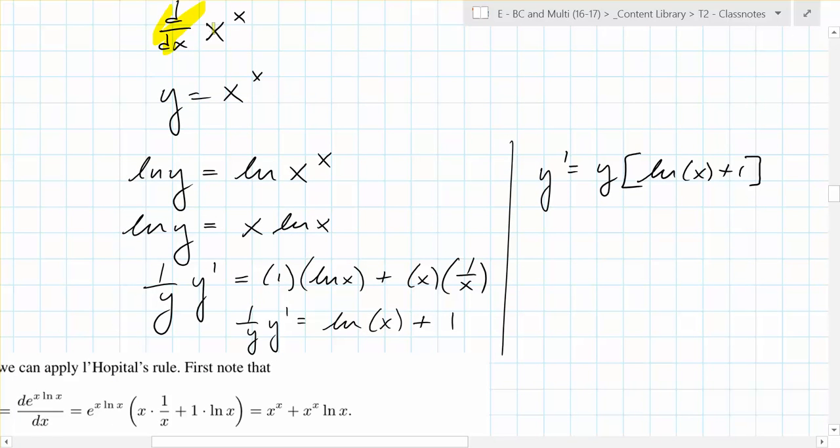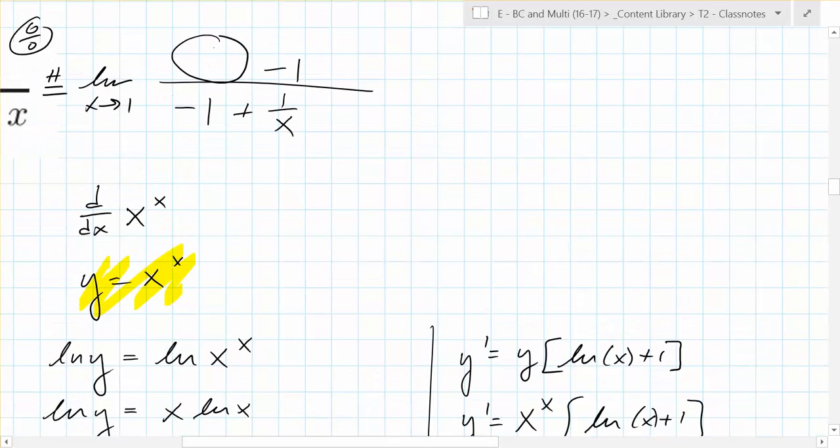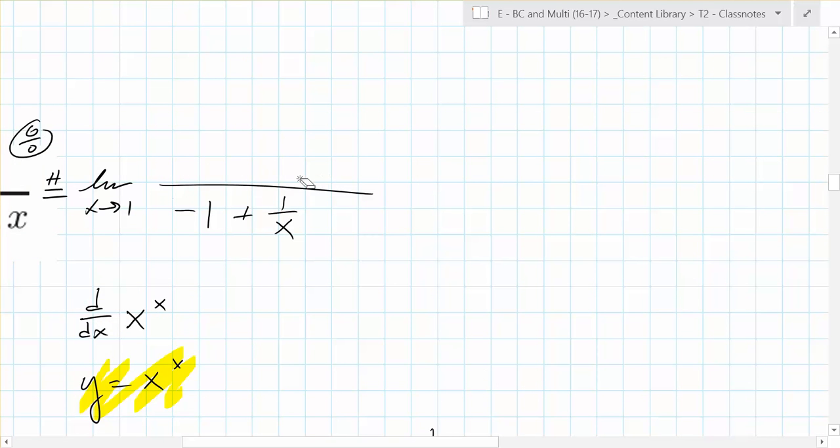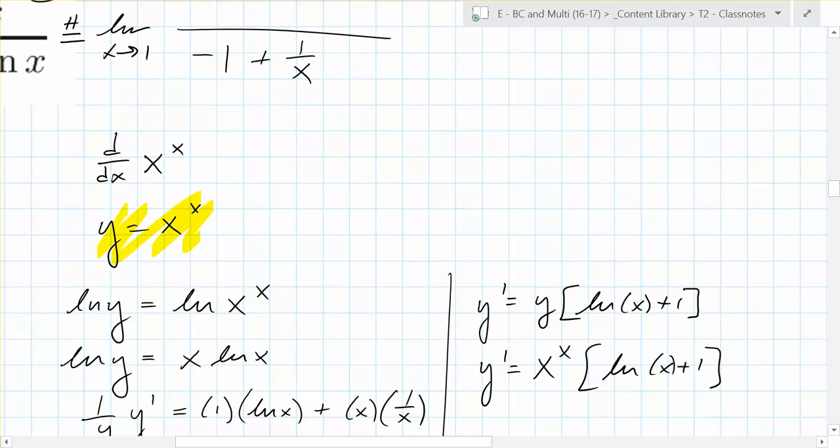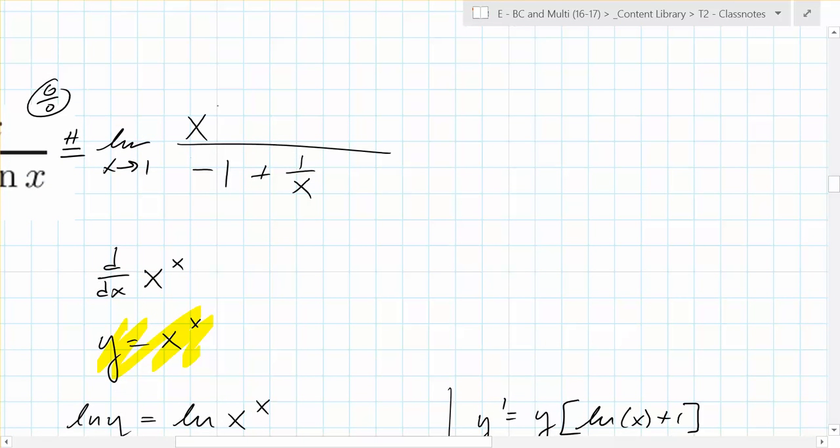What does y equal, everybody? Oh, wait, I highlighted the wrong thing. y is equal to what? So what does y prime equal? x to the x times ln x plus 1, like that. So where do we plug that in? Right there. So what do we end up with? x to the what? Times what? Plus 1, yep.